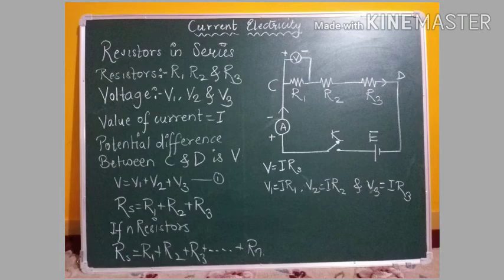Today we are going to study the topic current electricity. In this we are having the subtopic resistors in series and resistors in parallel. Firstly we need to know what is a resistor. A resistor is a two-ended component having a given amount of resistance between its two ends.